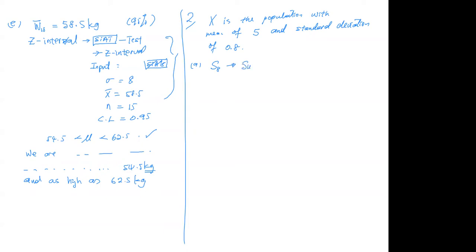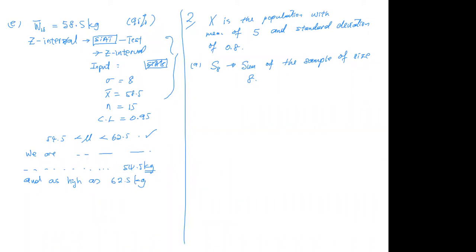Sum of the samples of size what? 8. Right? So that is how you explain. Depending on the context, you go according to the context. Okay, then part B.